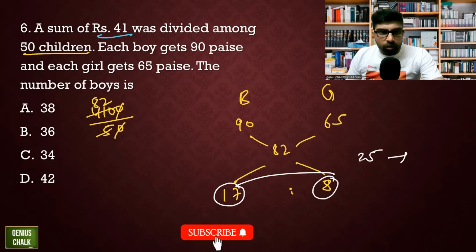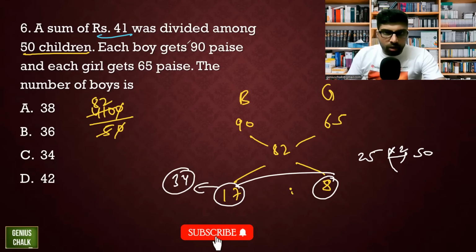25 is the total number of students as per us, but the actual students are 50. So it is a multiplying factor of 2. So 17 will be 34. And that is the only thing which is asked, that is, the number of boys. It has to be 34.